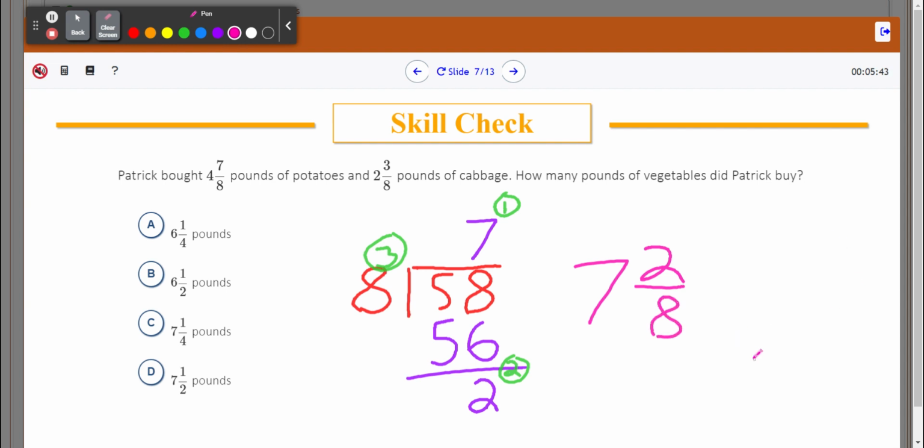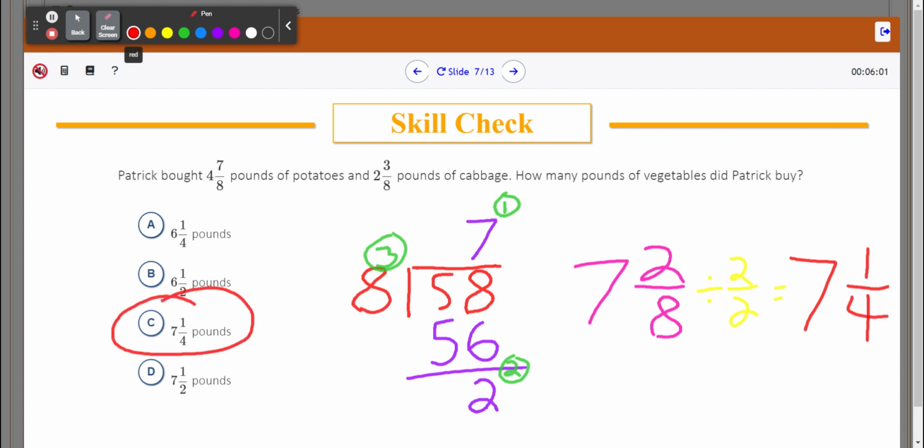Now, you always have to simplify fractions. 7 and 2/8 isn't simplified. You can simplify it even more. How? If you divide the top and bottom by 2, you get 1 over 4. So your final answer is 7 and 1/4. Boom. There you go.